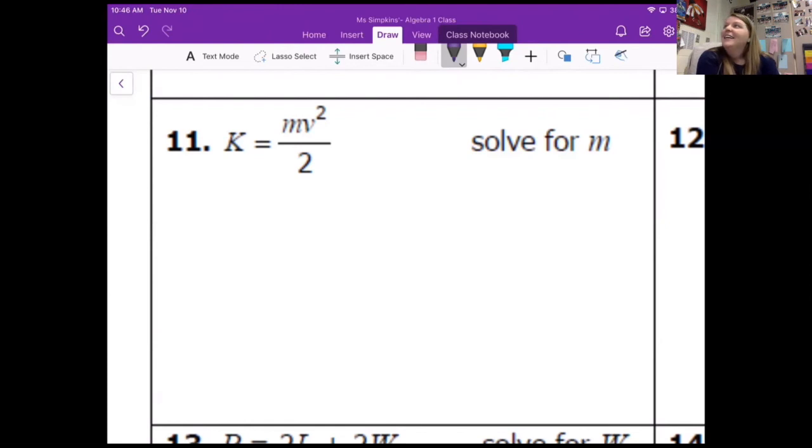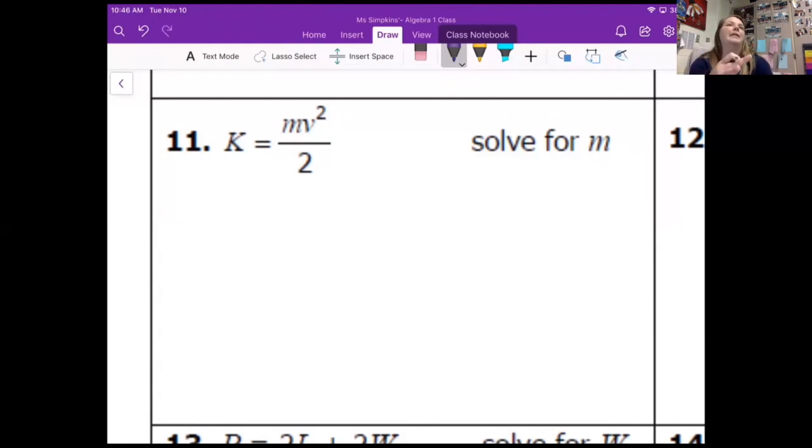I mean, I enjoy it. It's fine. Okay, so 11. Anybody know that formula? Kelvin. No. It's a good guess, though. It is a science thing. Kinetic energy. Yeah. Kinetic energy equals mass times velocity squared divided by 2. That is kinetic energy.